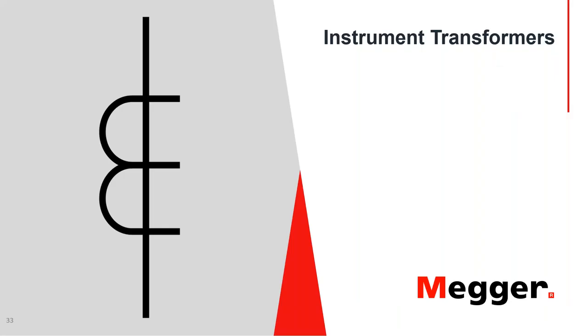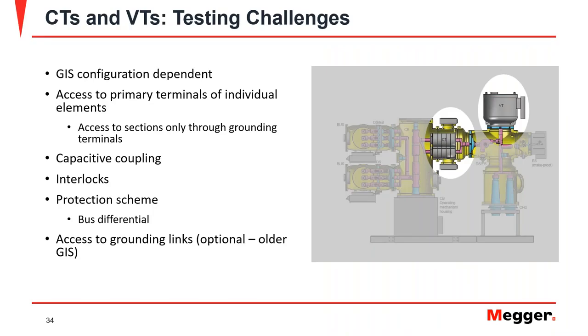So now let's move on to our instrument transformers. As Bonnie already pointed out as well, with traditional CTs and VTs, the installation is different. Yes, so we face those challenges that Bonnie discussed initially. It is configuration dependent. Of course, our only access to the primary terminals of these two elements is our grounding points or earth links.